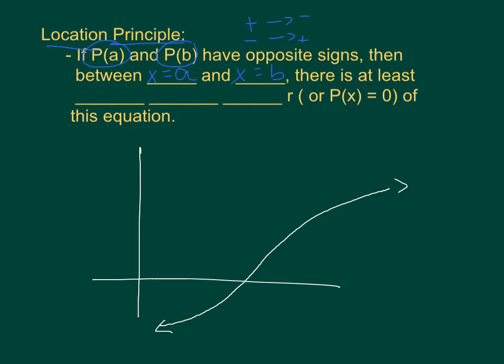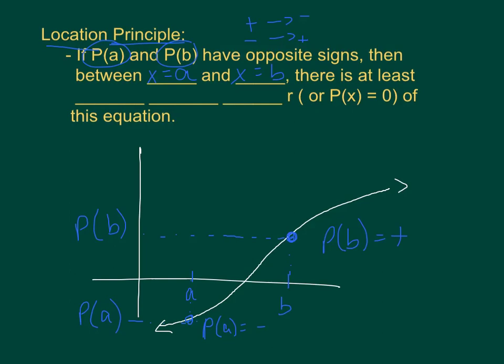Let's draw a picture of what this looks like. So here is x equals some A, and here is x equals some B. And these go up, and they meet their corresponding y values. In this case, that y value would be P of B. And this down here has some y value. That y value would be P of A. Well, here, P of B is a positive number. And here, P of A is a negative number.